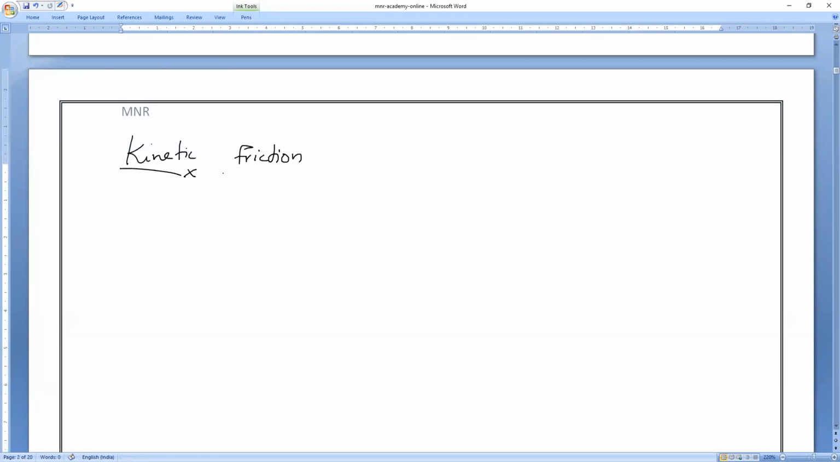So let us see what is kinetic friction, its properties and numericals in our today's class. So kinetic friction, first one. As we already studied, kinetic friction means the body is already in relative motion.